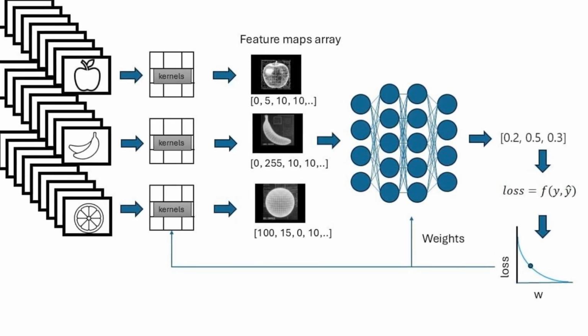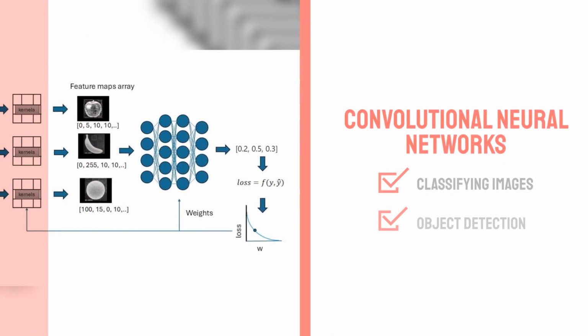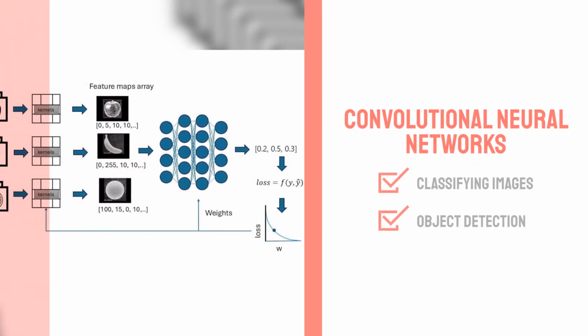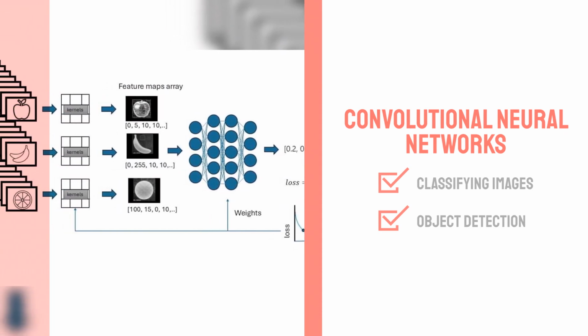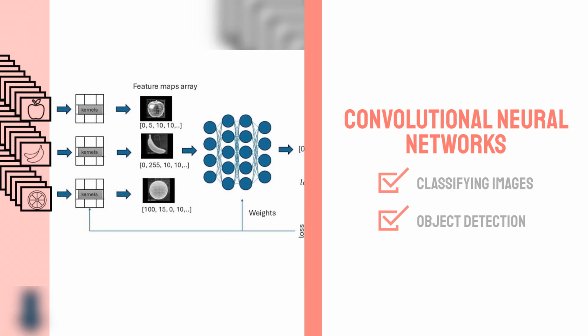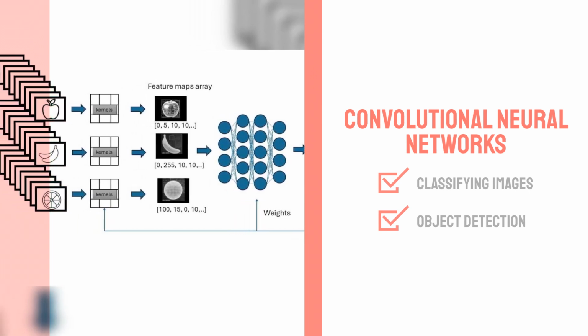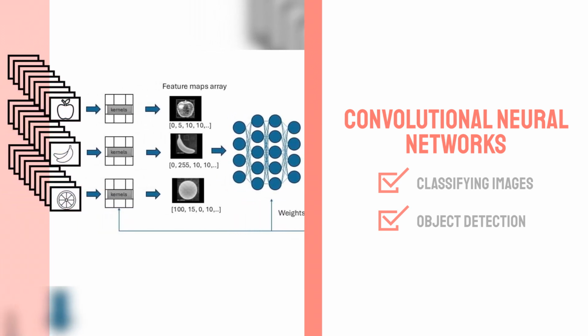CNNs are fundamental to computer vision. Beyond classifying entire images, they are used for more complex tasks like object detection, where the CNN finds features and identifies specific regions of interest to locate multiple objects in one image.